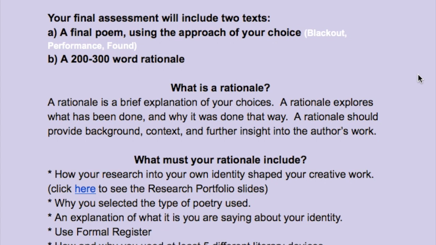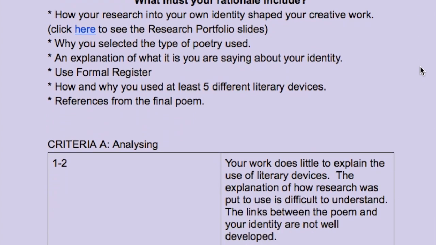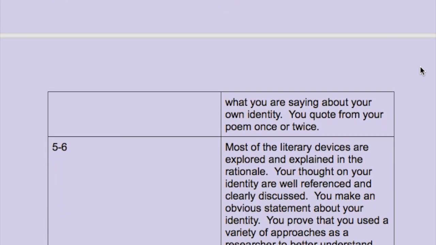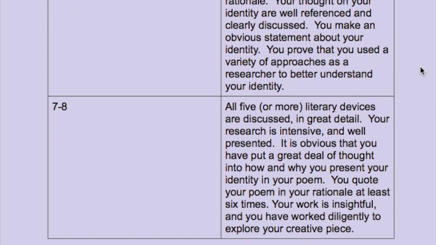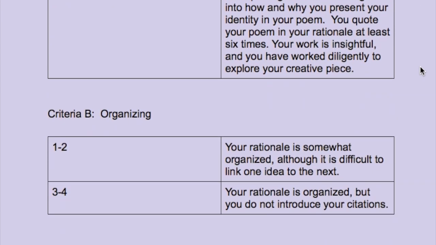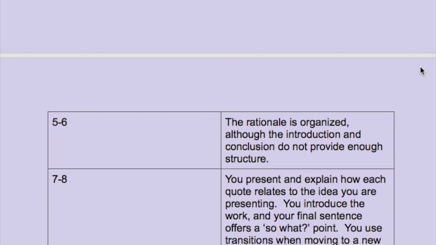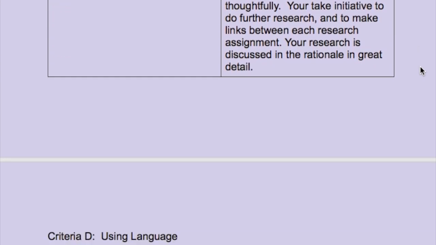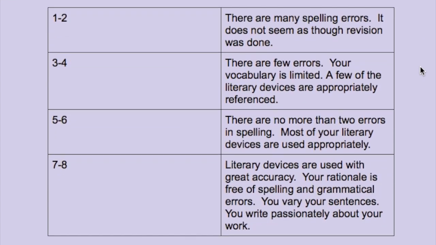Your rationale also needs to explain how and why you've used at least 5 different literary devices. And lastly, within your rationale, we should have several references from your poem. Please review the rubric. The criteria are there for you to be looking at, rereading as you're working on your rationale. That's going to inform your best final draft.